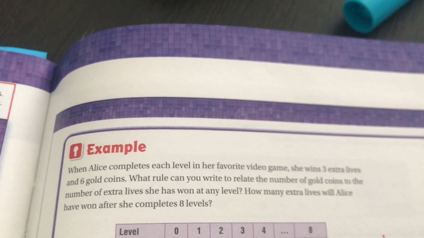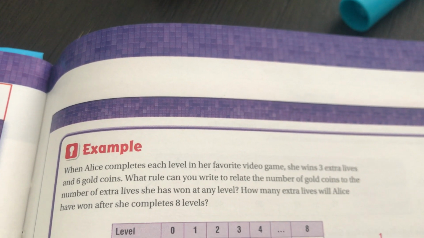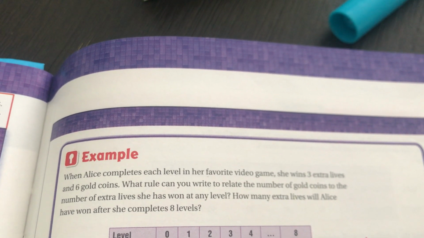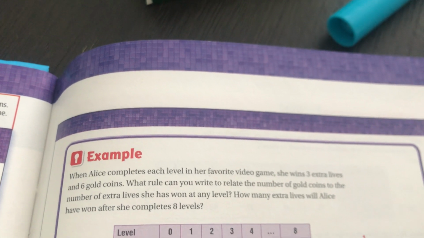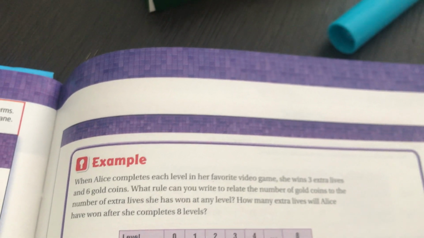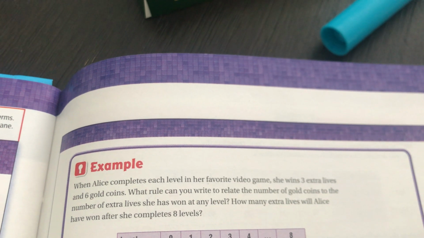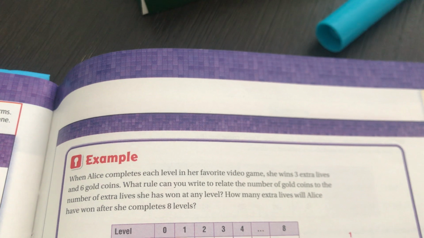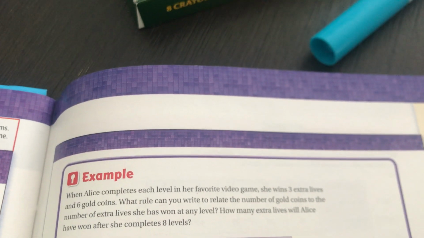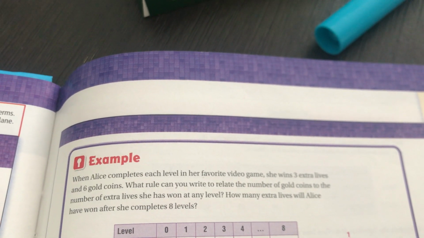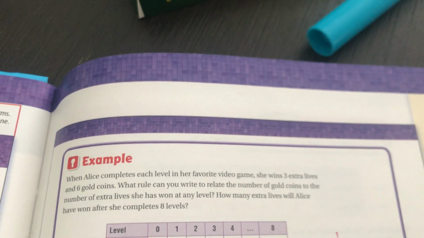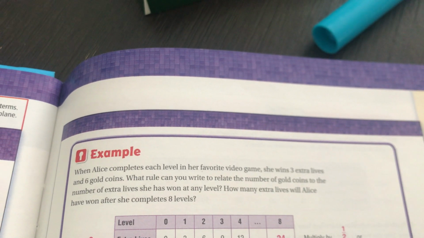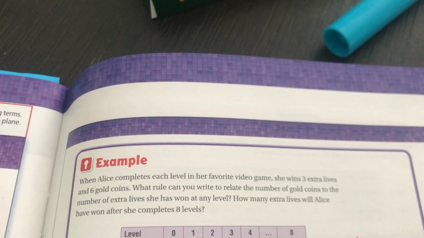So the first example says, when Alice completes each level in her favorite video game, she wins 3 extra lives and 6 gold coins. So for every level, she gets 3 extra lives and 6 gold coins. They want to know, what rule can you write to relate the number of gold coins to the number of extra lives she had won at any level? And how many extra lives will Alice have won after she completes 8 levels? So there's 2 answers to this problem, and for a lot of the work you do in this lesson, you will have 2 answers also.